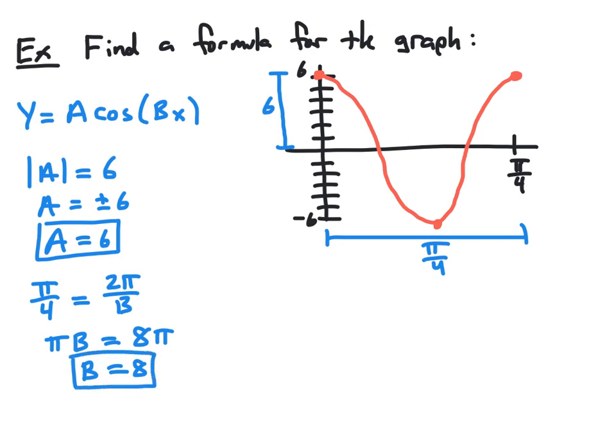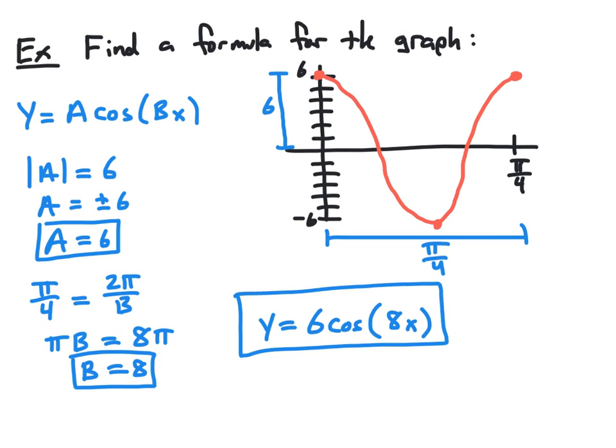And so we put all of this together, and we see that the equation or the formula for this graph will be y equals 6 cosine of 8x. And this is the function or the formula that would produce the graph shown here.